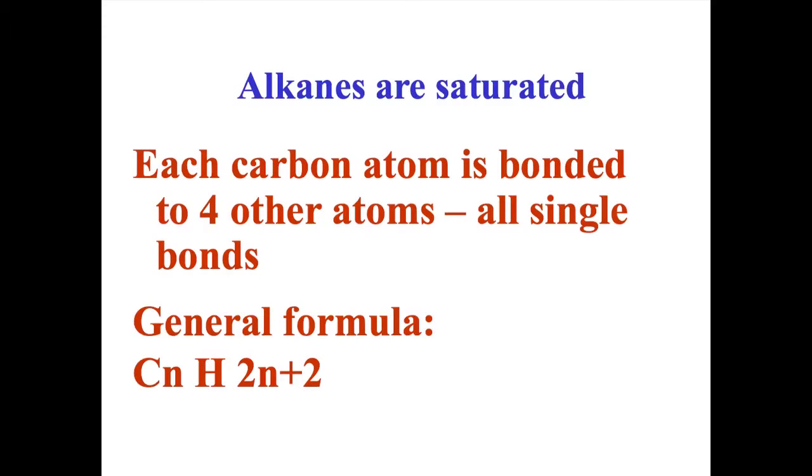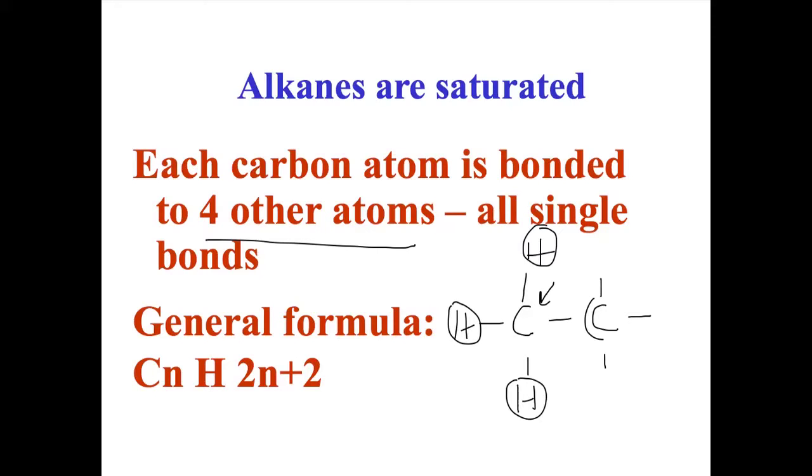Talk a little bit more about saturation. Again, you should be following along in your notes and filling these things in. Alkanes are saturated, as I already said. Each carbon atom is bonded to four other atoms, all single bonds. And so if we take a look at that ethane, there's my carbons, and again, they would all have four bonds, bonded to four other atoms. So this carbon right here is 1, 2, 3, 4, bonded to four different atoms. And now this carbon is bonded to 1, 2, 3, 4 different atoms.